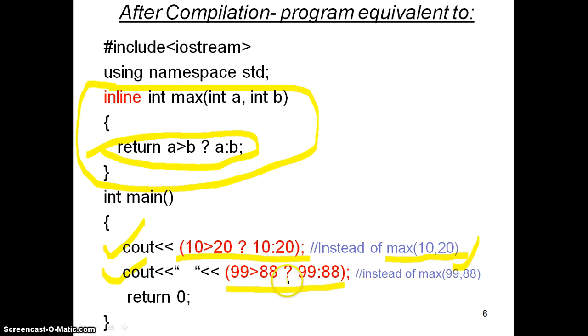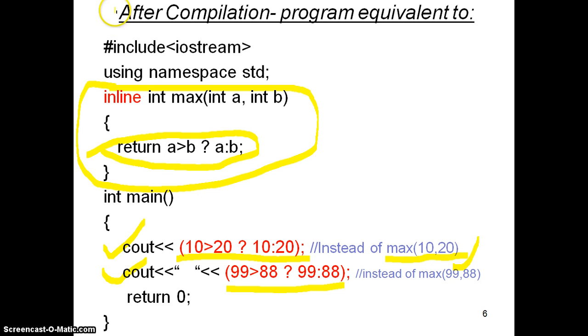So the inline function means that whatever your function is, it is executed in that particular line only. It means it takes less time to execute your program. And what exactly happens is that at the time of compilation, or after compilation, the inline function comes into your main function.